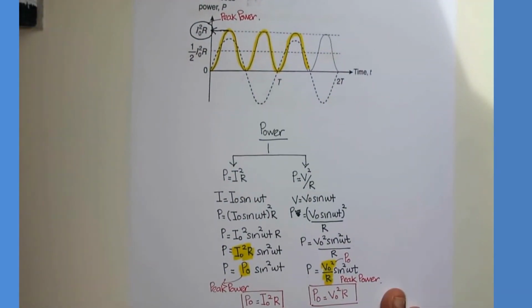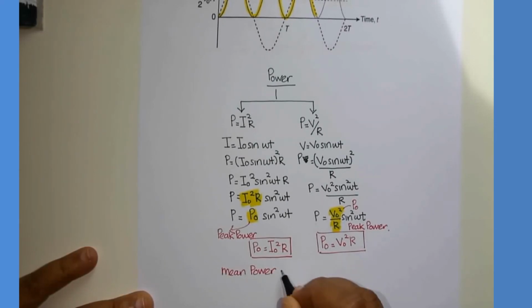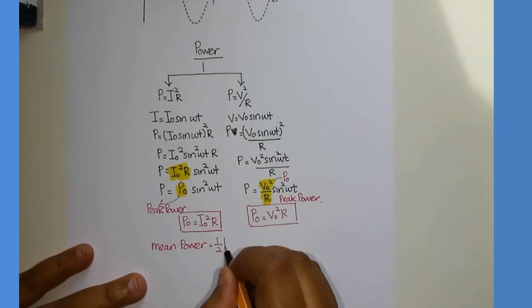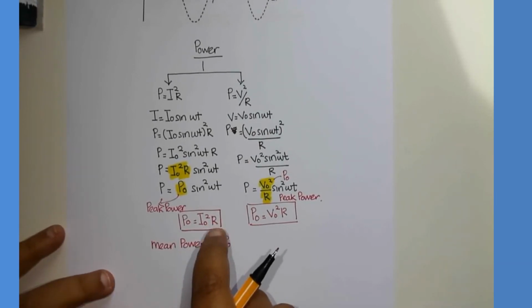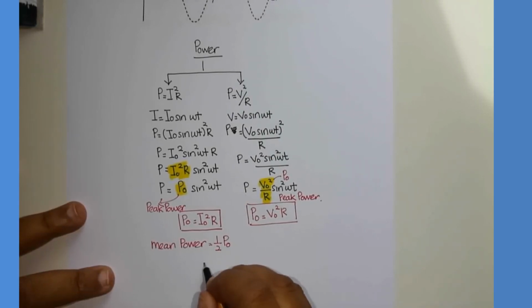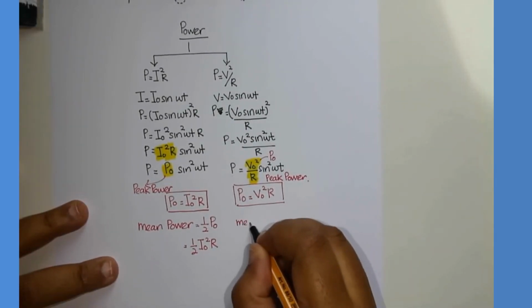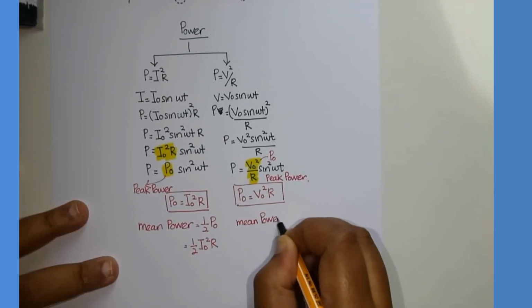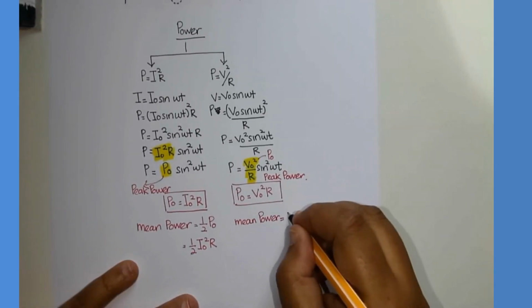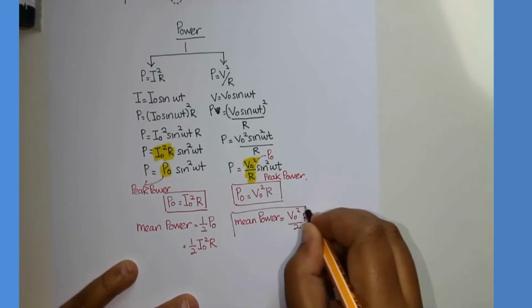Now the next one is we're going to look at mean power. Mean power is half of peak power. So if I use this formula in respect of I, I will get mean power is half I naught square R. If I use this, I will get mean power is half of peak power, so I get V naught square over 2R. Mean power.